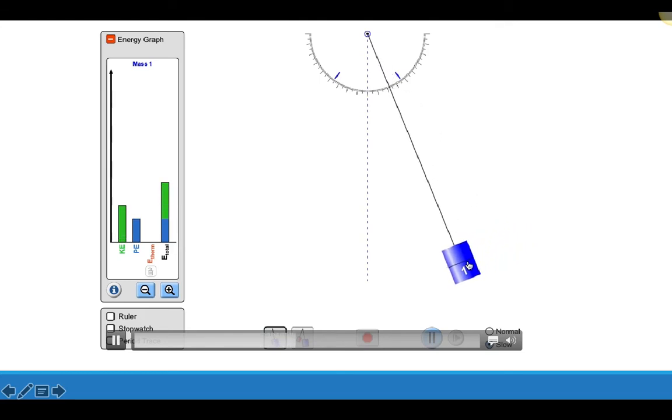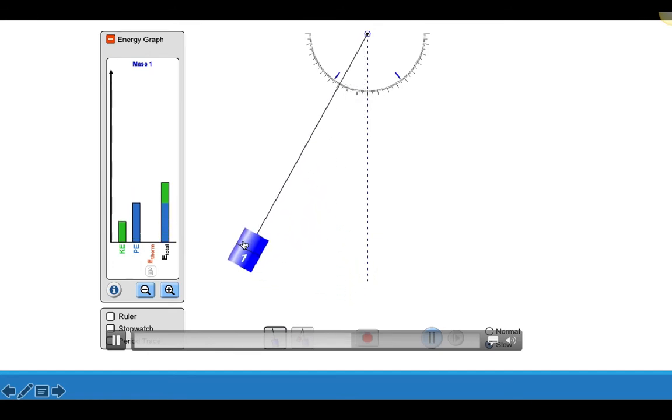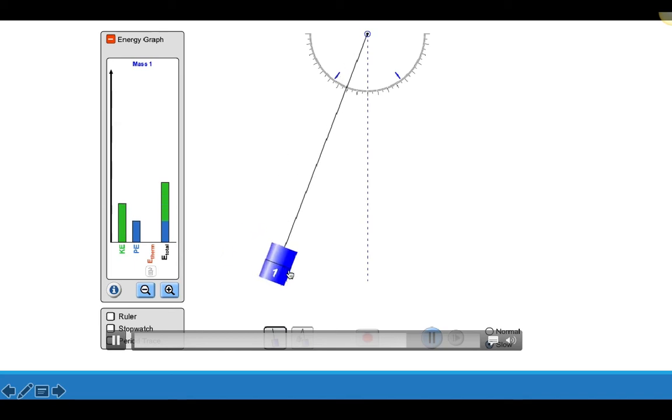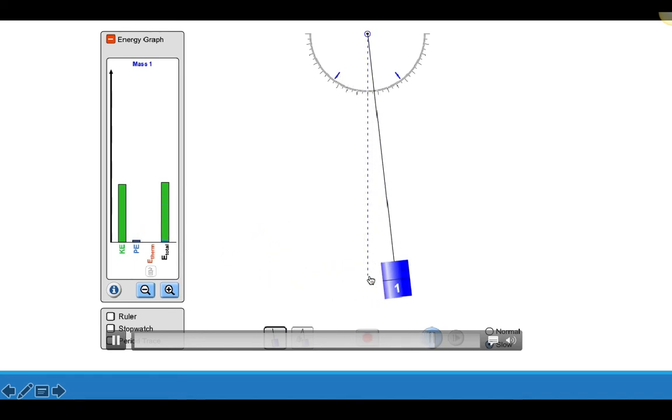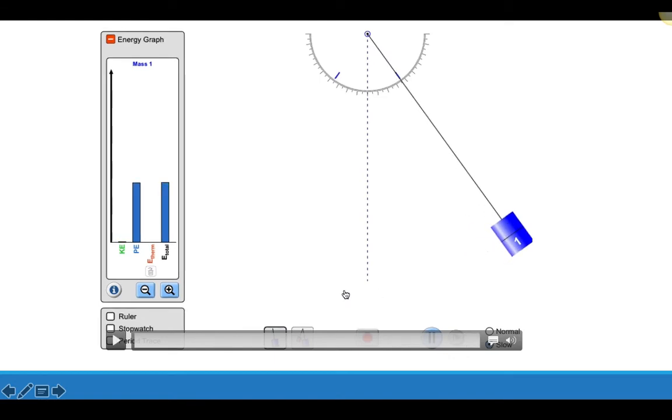It's got kinetic energy, losing kinetic, gaining potential, losing potential and gaining kinetic, all kinetic at the bottom, and then it gets all the way back over to the other side. It has all potential. And so as it moves back and forth, it has a combination of potential and kinetic. At its maximum position, it has all potential energy.